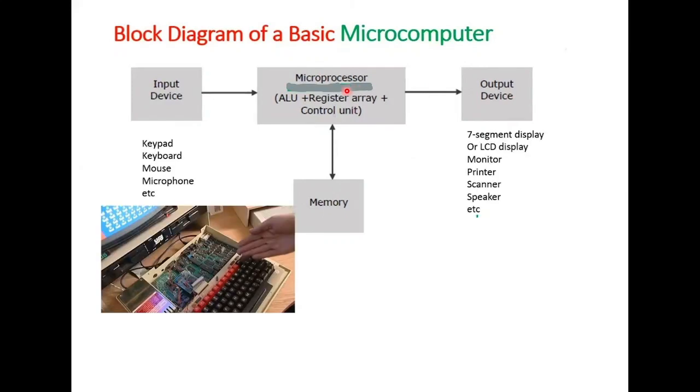Some of the input devices are keyboard, keypad, mouse and microphone, etc. Some of the output devices are 7-segment display, LCD display, monitor, printer, scanner, speaker, etc. Here we have given a picture. The keyboard is connected with the processor, which is also connected with the monitor. So how are the peripheral devices communicating with the processor? For that purpose we have given this figure.